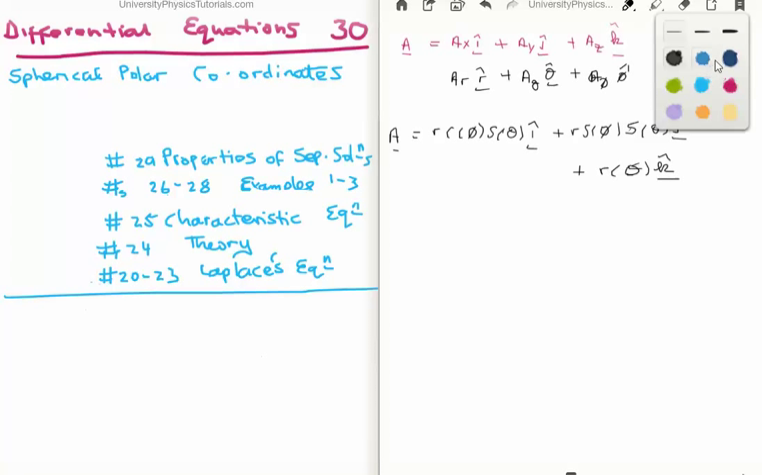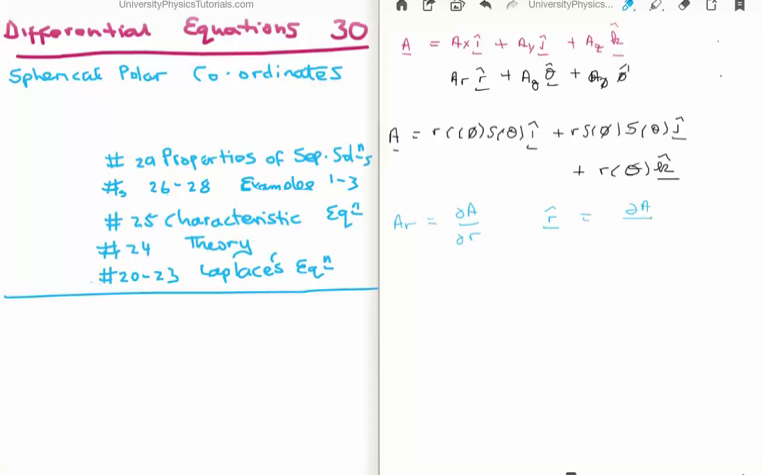So in order to get A sub r, A sub theta, and A sub phi, I differentiate it. So we'll say A sub r is going to be del A del r, A sub theta is going to be del A del theta, and A sub phi is going to be del A del phi. So that's how you get the components, and like I said, then r hat is simply going to be del A del r, which is a vector, divided by the magnitude of del A del r, and something similar for the other two components.